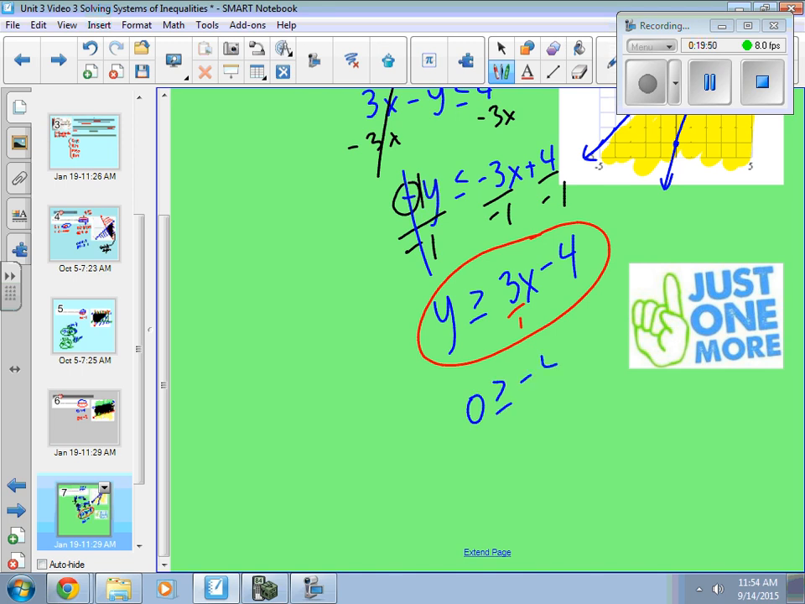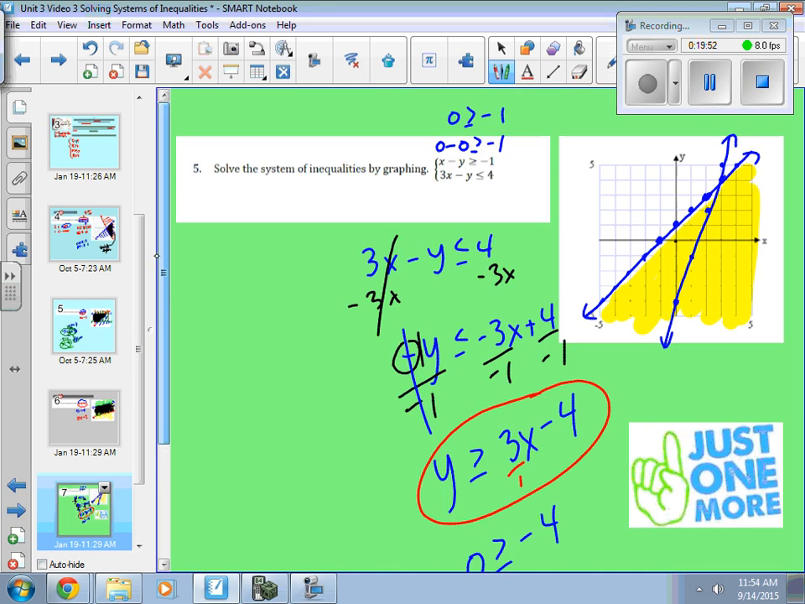Is 0 greater than -4? Yes, 0 is bigger than all the negatives. So again, we want to shade on the side of the origin. So let's do that here.